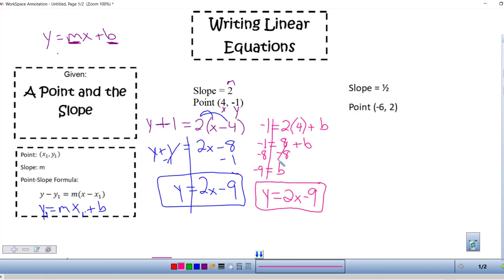Or we can solve for b, a little bit more steps, but maybe it's easier for you to remember because we already know y equals mx plus b. So you guys can make the decision of which method you like. I will continue doing both methods in this video.